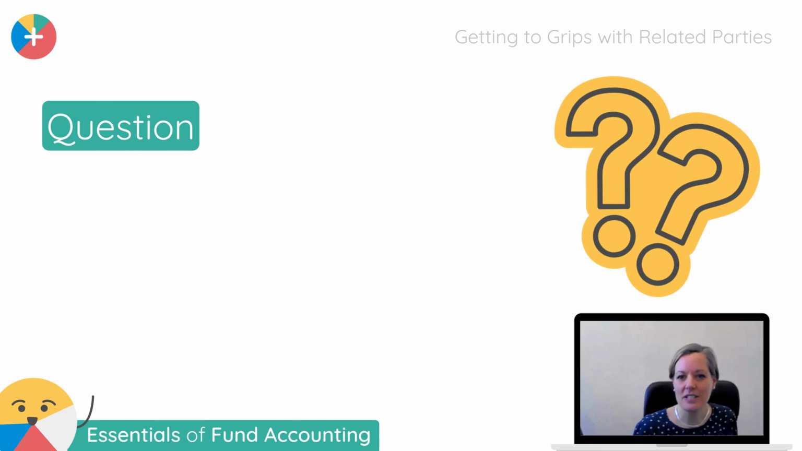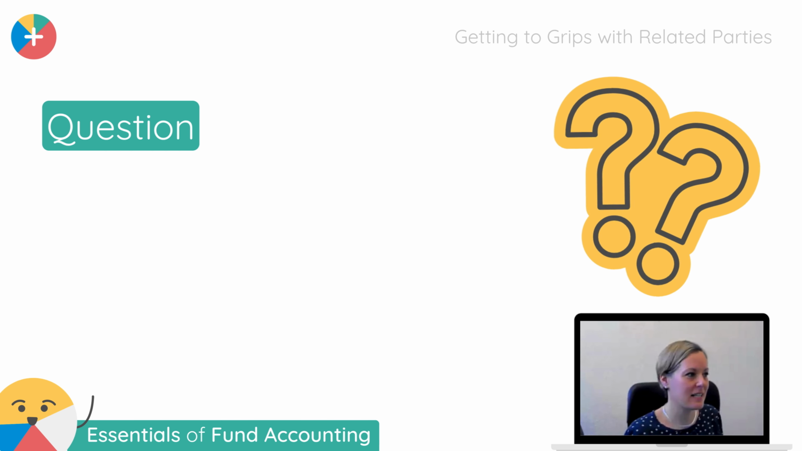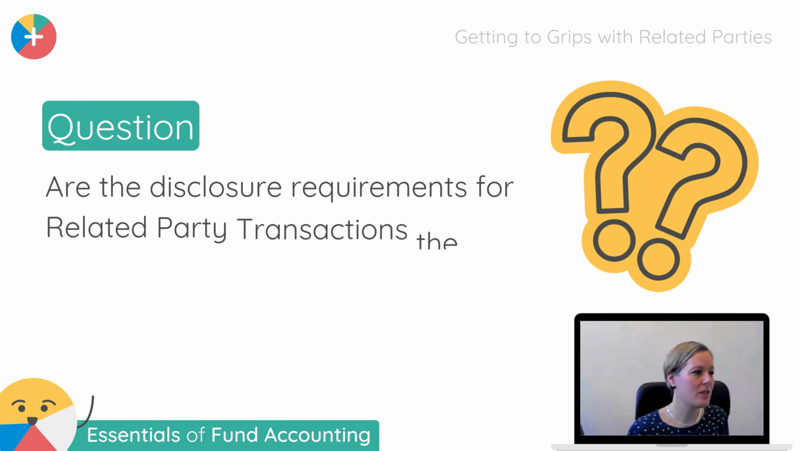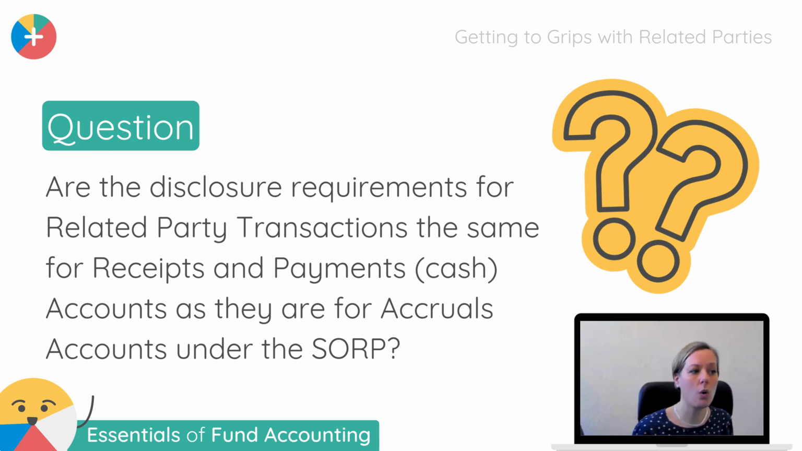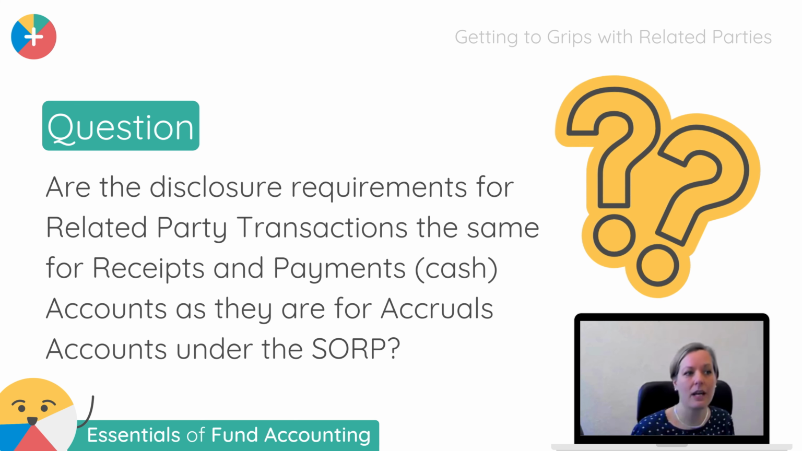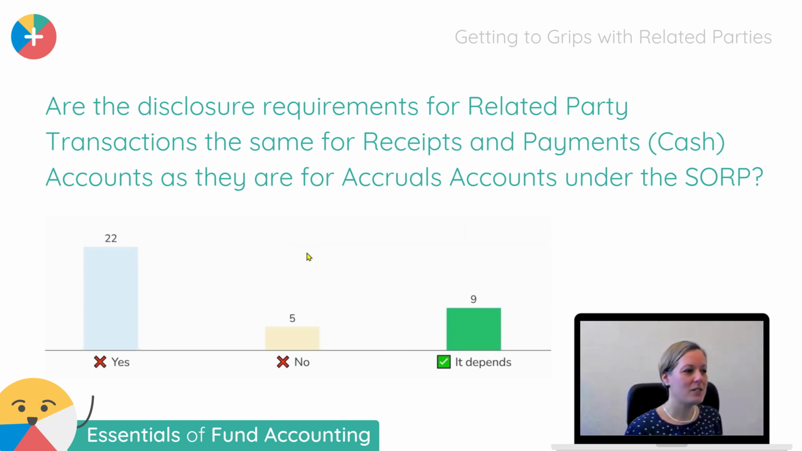This is a really interesting question to see what people think, as we find quite a mixture of understanding about this. Are disclosure requirements for related party transactions the same in cash accounting, receipts and payments accounting, and also accrual accounting, which is under the SORP or the Statement of Recommended Practice? Let's see what you say. You're saying yes, you are required to disclose in both receipts and payments and accrual accounting. So let's have a look.